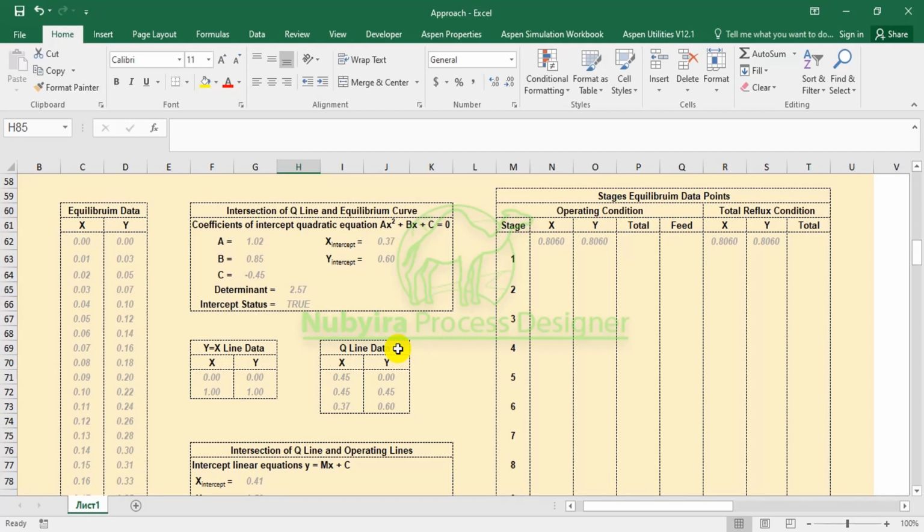If the mixing is not 100% efficient, the stream that is leaving the stage will not be in equilibrium. So the stage will not be efficient, and you might need more stages to get the separation that you want.